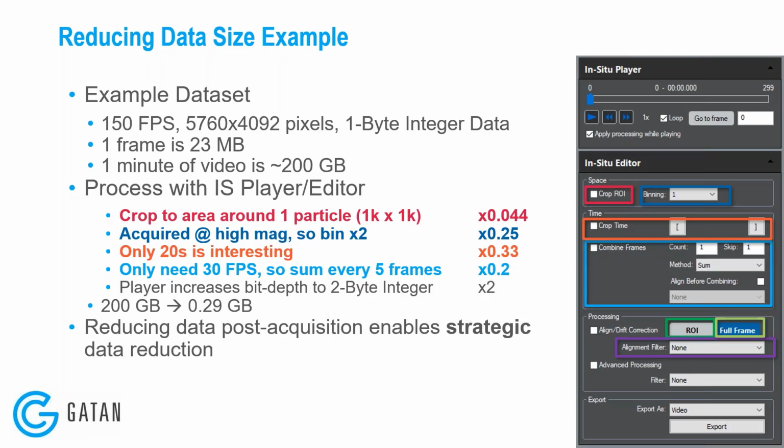So that's just an example, but what I really want to point out here is that reducing data after acquisition enables strategic data reduction. So what do I mean by that? Most likely, you would not reduce the data size in all four of these methods at once. It's possible, but most likely there would be one or two of these methods of reducing the data size, which would be most useful or least harmful to your data.